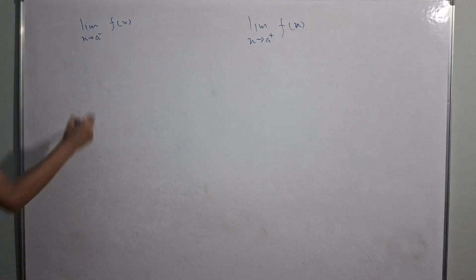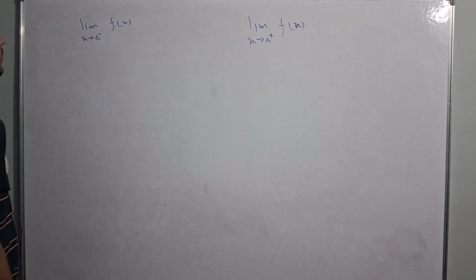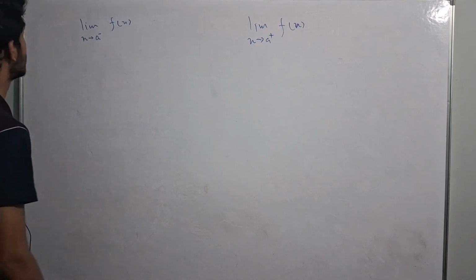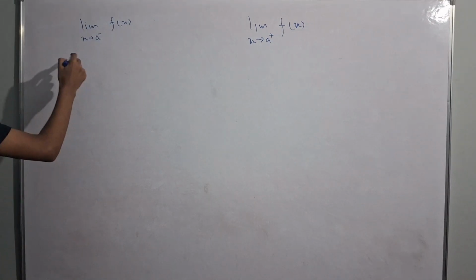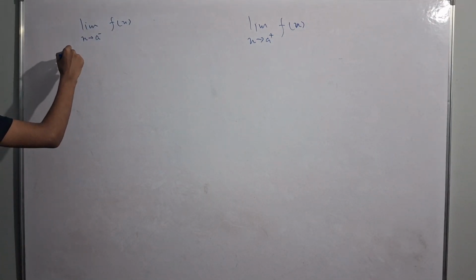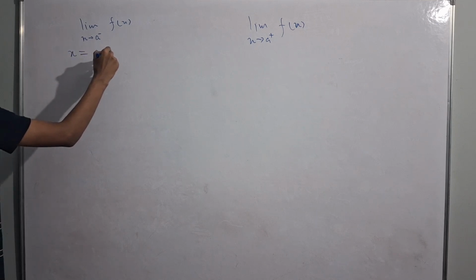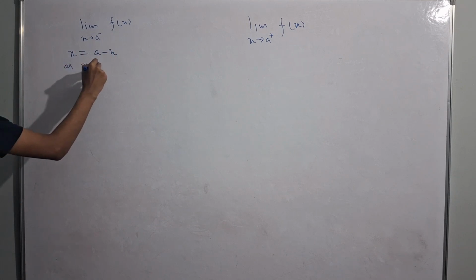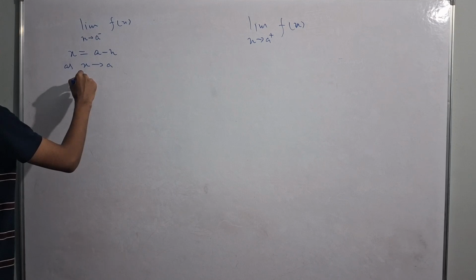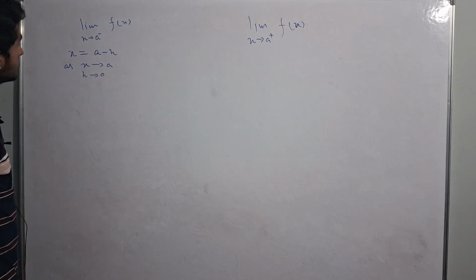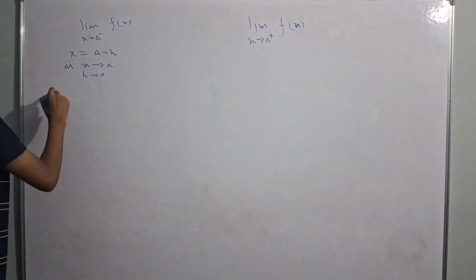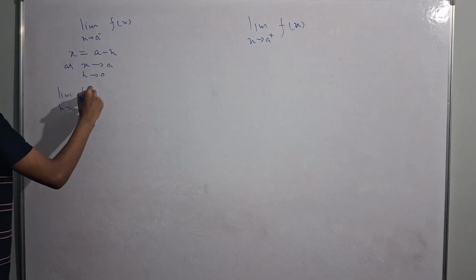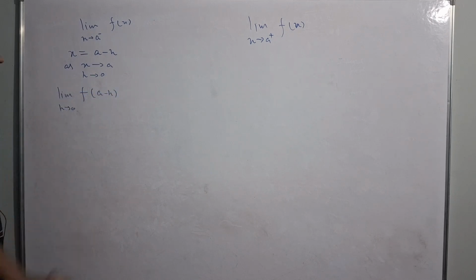So what we'll do is, we know that when x tends towards a negative, that means obviously x is less than a. So let's suppose x is equal to a minus h. So as x approaches a, h approaches 0. So we can write limit h approaches 0 of f(a minus h).